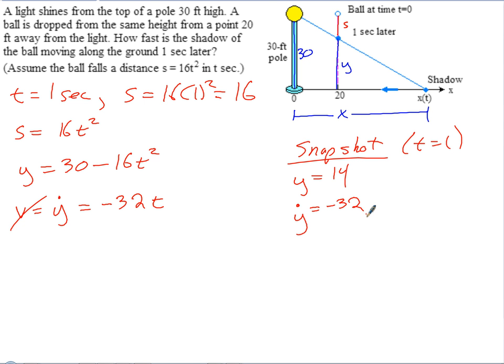Now let's take an example. Would you agree that if x dot were negative 10, the units would be feet per second, because x is measured in feet, so x dot would be feet per second. If x dot, the rate of change of x, were negative 10, then isn't that the same thing as saying that the shadow of the ball is moving at 10 feet per second towards the pole? Yeah. It's negative because it's getting smaller. Agreed?